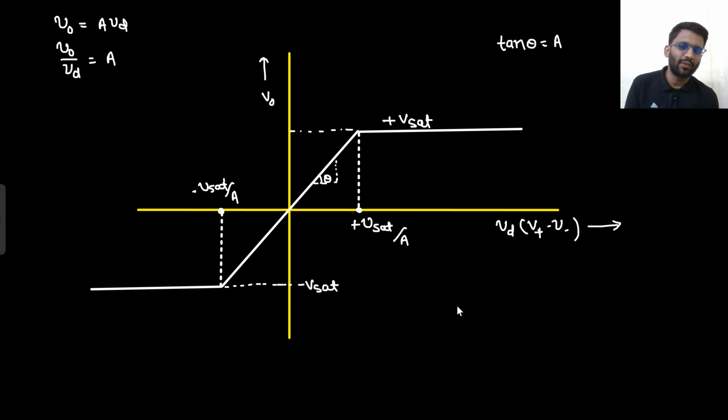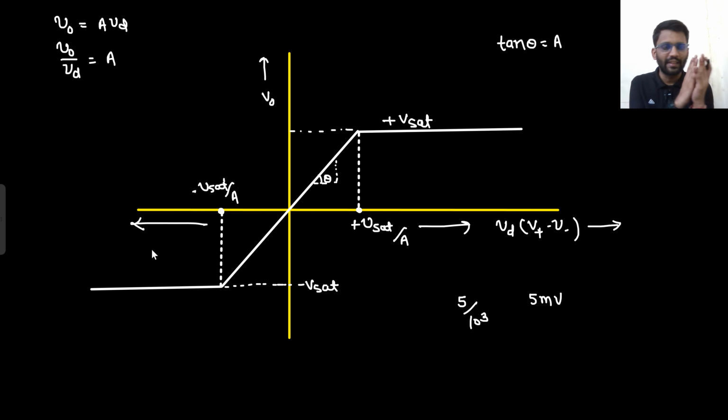Right? In the previous question, what was your saturation voltage? 5 volt. What was your gain? 10 to the power 3. So after 5 millivolt, you will always get plus Vsat only. And below minus 5 millivolt, you will always get minus Vsat only. So this is the property, very easy thing.